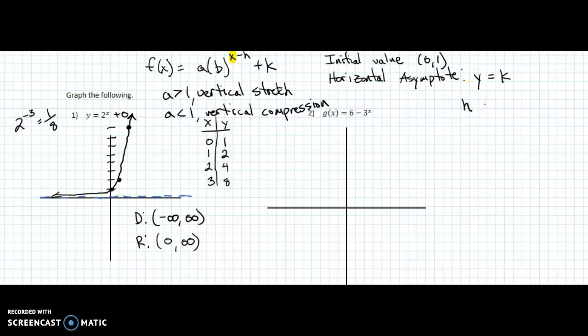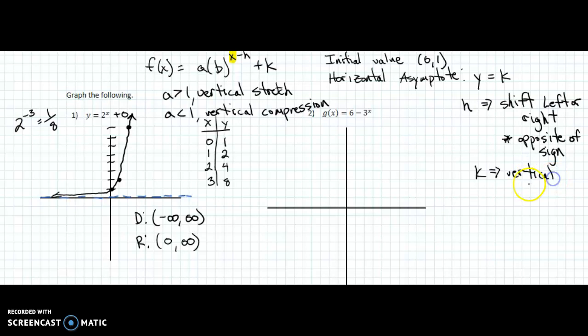H will shift the function left or right. So it's a translation. Horizontal translation, left or right, and it's the opposite of the sign. And then k, that's that horizontal asymptote, but it's also the vertical shift. And you will keep the sign. So it's going to go up and down, and we will keep the sign.